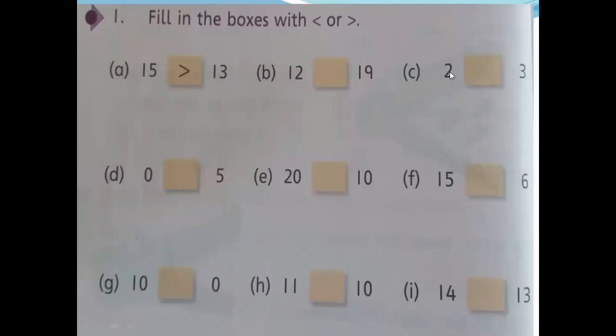Now 2, 3. 2 is less than 3. Now next one, 0. In the previous class I told you the value of 0. 0 means nothing. There is no value right now. So 0 is a smaller number as compared to 5. So 0 is less than 5.